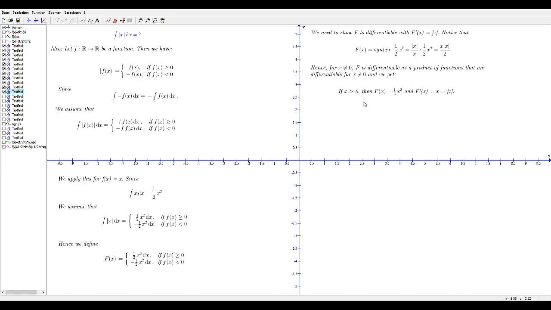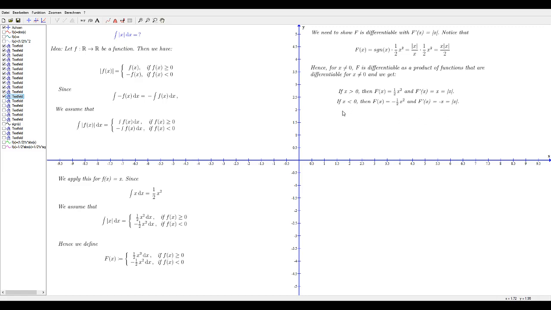If x is greater than 0, then capital F of x really is just 1/2 x squared, and capital F prime of x is equal to x, which is the absolute value of x, which is exactly what we want. And analogously, if x is strictly less than 0, then capital F of x is -1/2 x squared, and capital F prime of x is minus x. But this is also the absolute value of x, if x is less than 0. Let's try this again: if x is less than 0, then capital F prime of x is minus x, and that is just the absolute value of x if x is less than 0.